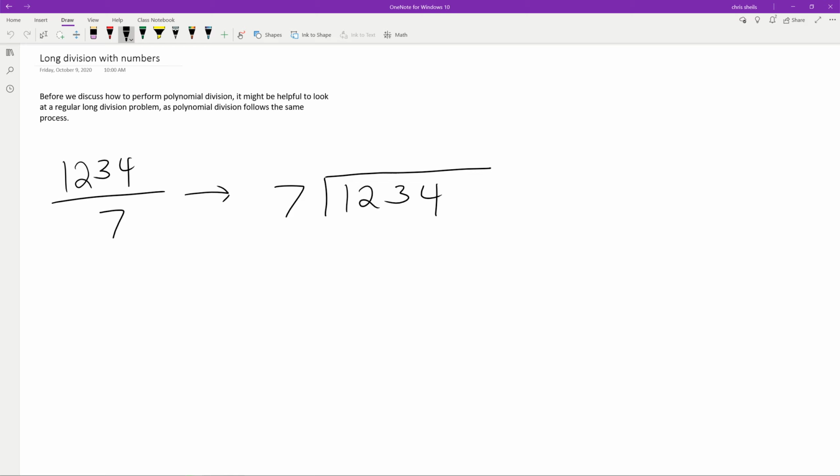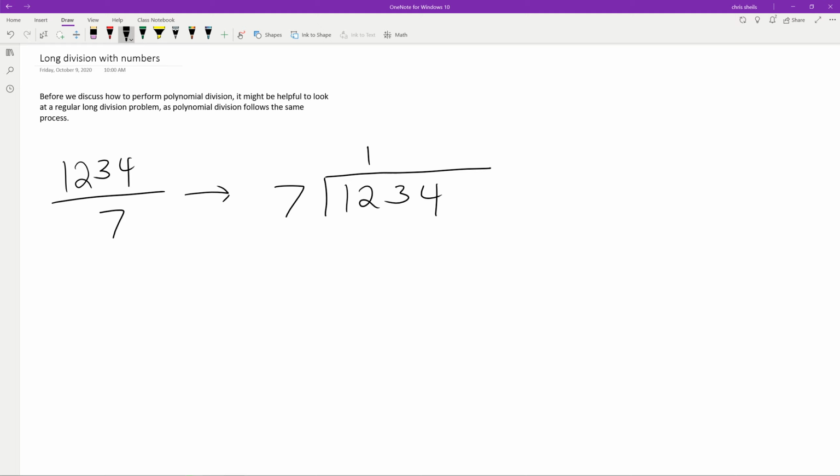Before we talk about polynomial division, we're actually going to talk about regular long division, just so we can refresh on it, because the way that we perform polynomial long division is actually pretty similar. So if I'm dividing 1,234 by 7, then I rewrite it like this, right? I write 7 on the outside of this box, 1234 underneath the box. Then I ask myself, how many times does 7 go into 1? Well, 7 doesn't go into 1 at any times, so I move on. How many times does 7 go into 12 then?